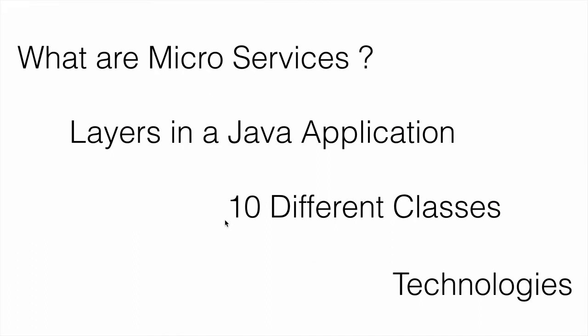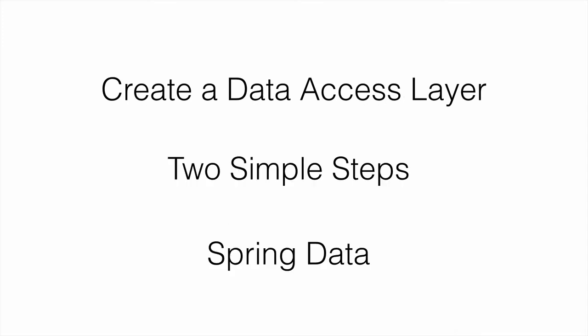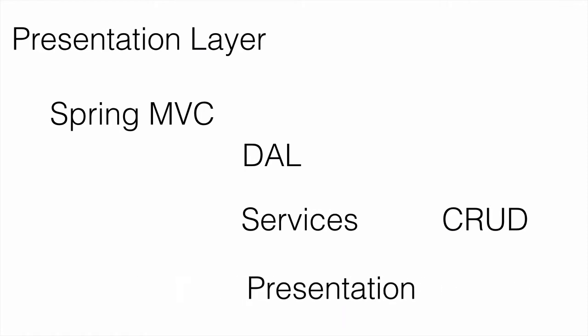Once you master all those concepts, you will implement the first layer, which is the data access layer, in two simple steps using Spring Data. You will then move on to implement a complete web application that will allow the end user to perform create, read, update, and delete right from his web browser. And in the process, you will learn how to implement the data access layer, services layer, and presentation layer for your applications.